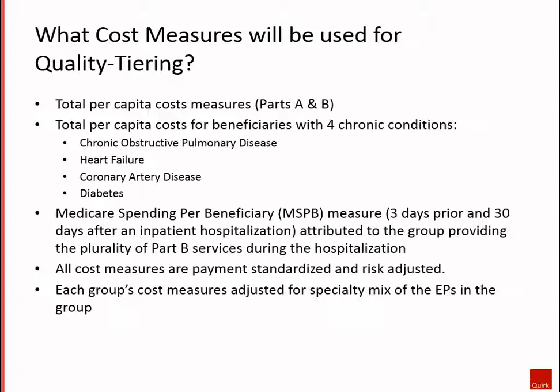So again, that just simply means that if you have in your practice, let's say, an orthopedic surgeon, where the cost of care is higher than a family practitioner, that is adjusted per the specialty mix in your group. So they are truly comparing apples and apples instead of just comparing the groups to the groups.